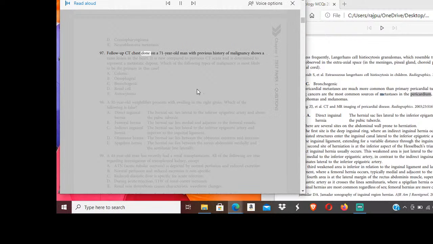97. Follow-up CT chest done on a 71-year-old man with previous history of malignancy shows a mass lesion in the heart. It is new compared to previous CT scans and is determined to represent a metastatic deposit. Which of the following types of malignancy is most likely to be the primary in this case? A. Colonic. B. Esophageal. C. Bronchogenic. D. Renal cell. E. Astrocytoma.